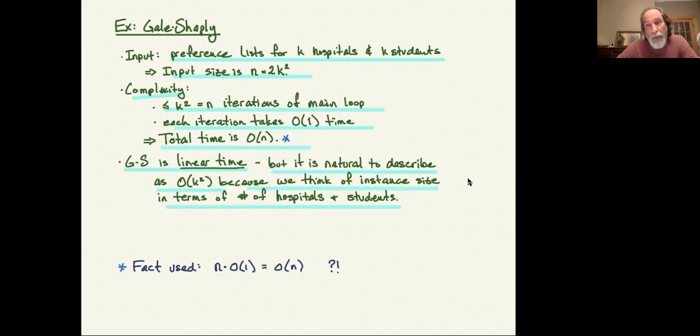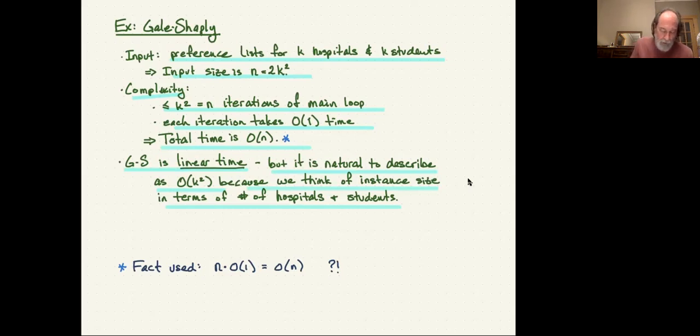Nobody, when somebody asks how big is your stable matching instance, would say size 200,000 numbers. You would say 100 hospitals and 100 students, unless somebody asked you in a more fussy way.